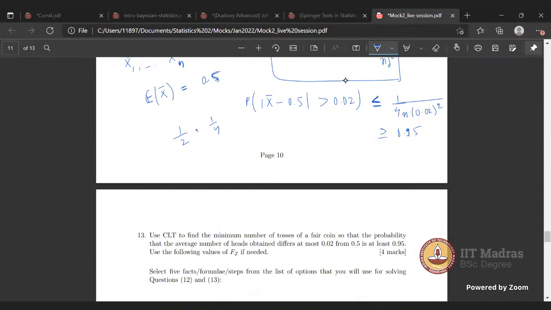Now if I solve this expression, you just have to solve this expression. So you have 1 upon 4n times 0.02 whole square, which is greater than or equal to 0.95. So I will take this 0.95 and n on the other side, and I will get n to be less than or equal to 1 upon 4 times 0.02 whole square times 0.95.